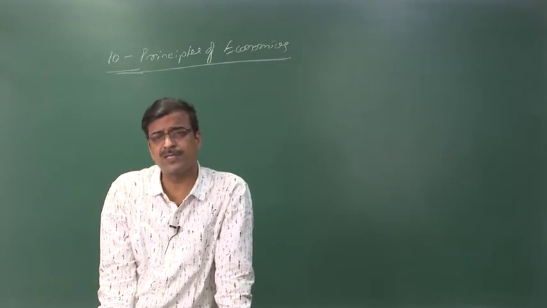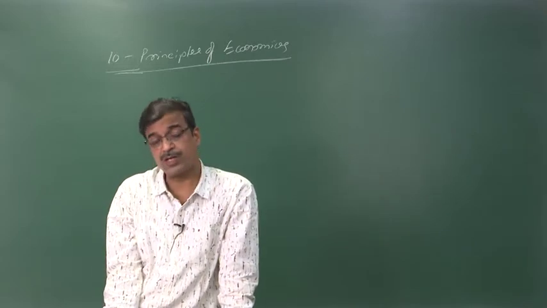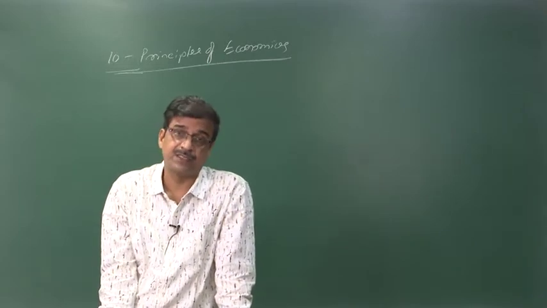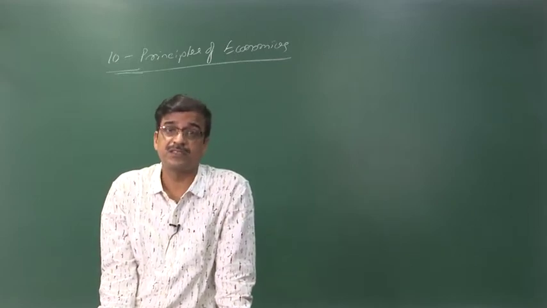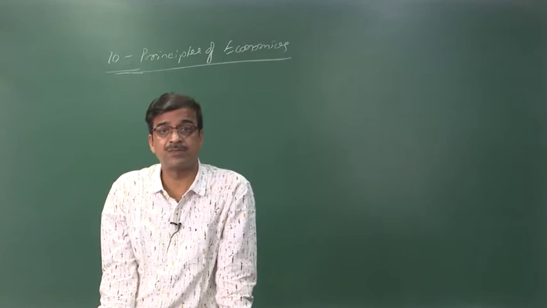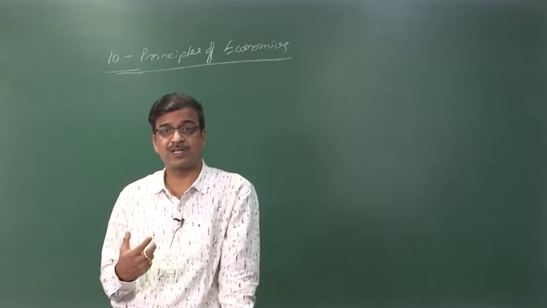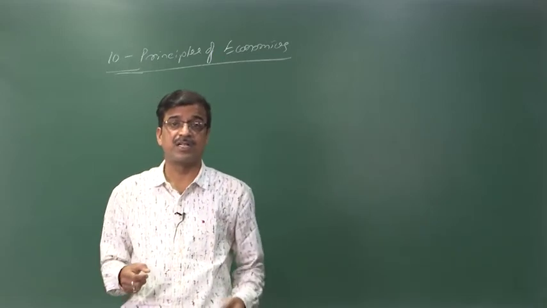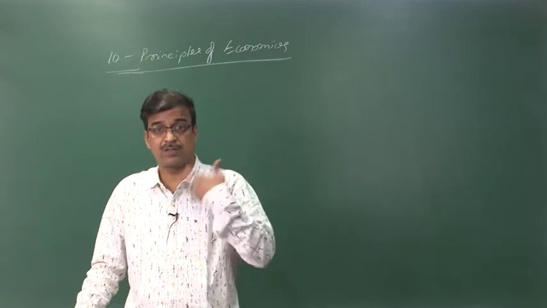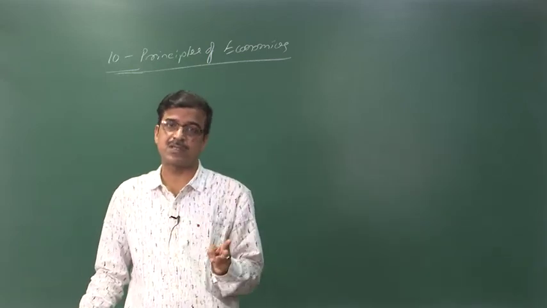Then you move to the second principle: the cost of something is what you give up to get it. That means if you try to get certain things, you have to sacrifice certain things. It is not so that you always gain. You are going to gain only if you sacrifice something. That is the second principle of economics.